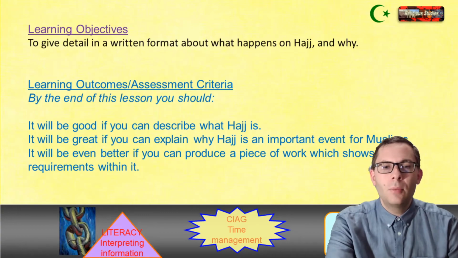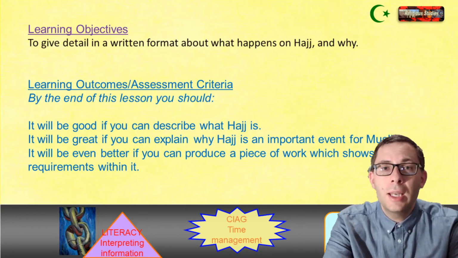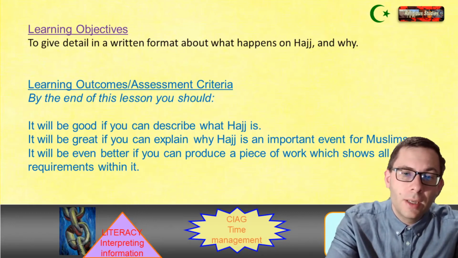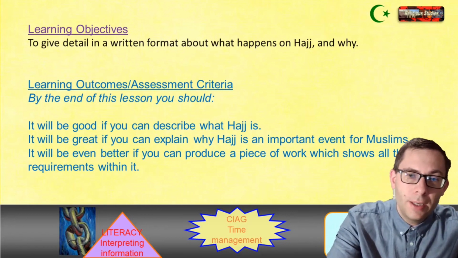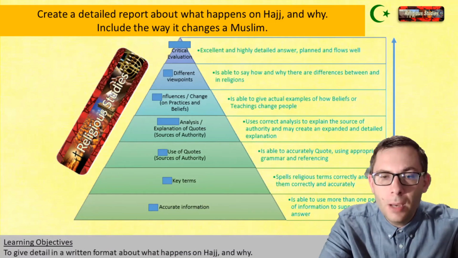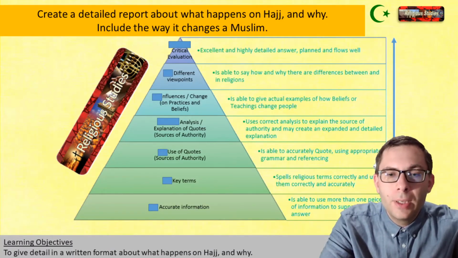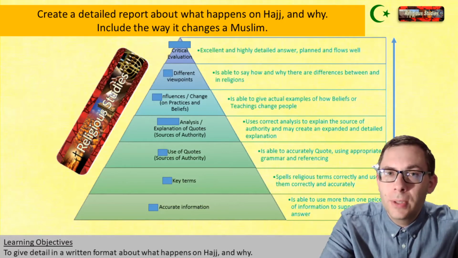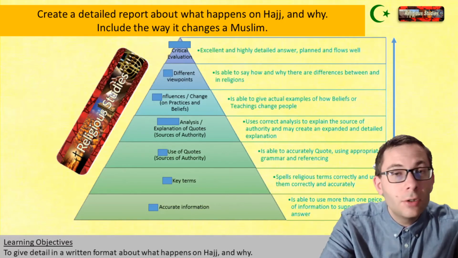Okay, so today then what we've done is said it'd be good if we could describe what Hajj is, great if you can explain what happens or why it's an important event for Muslims, and even better if you can make a piece of work that shows all of the requirements within it. Now, this might be a little bit small to see, but it's a little structure for your written report. You might remember at the end of the last lesson, I gave you a structure for a potential written report, or some sentence starters.